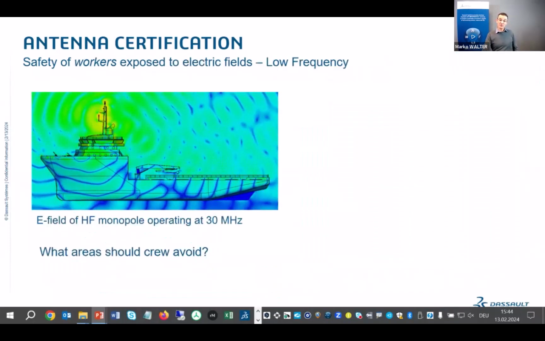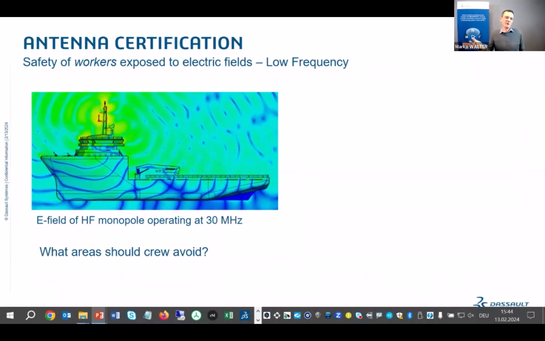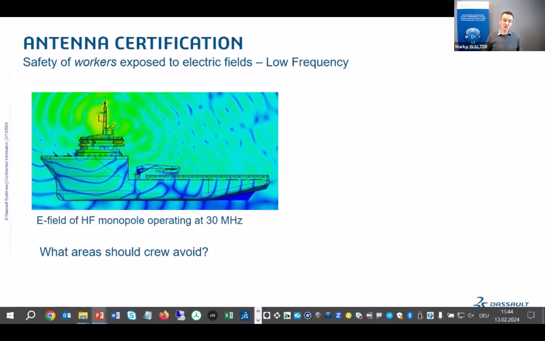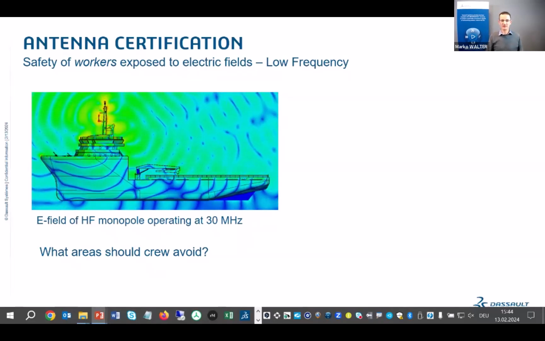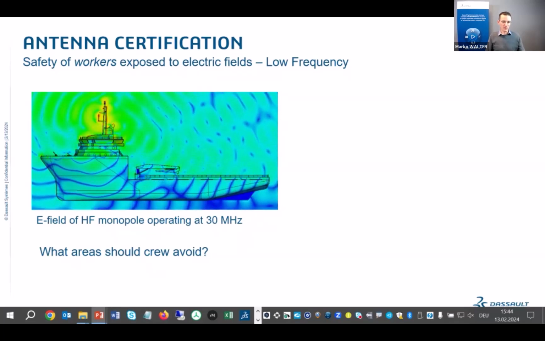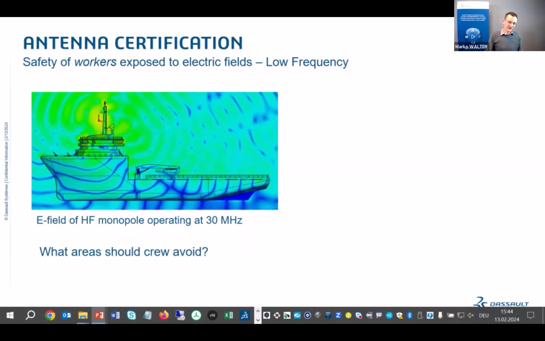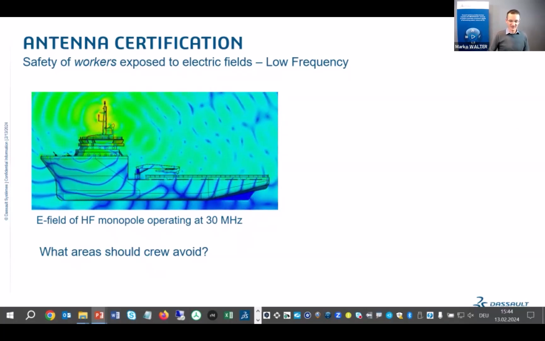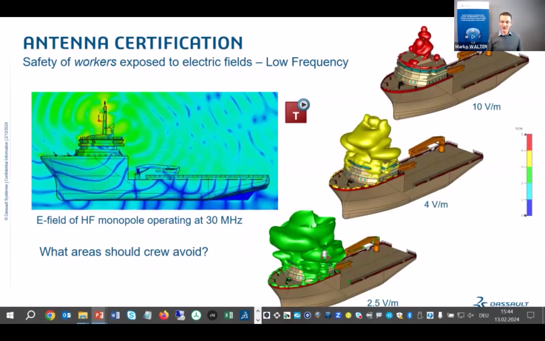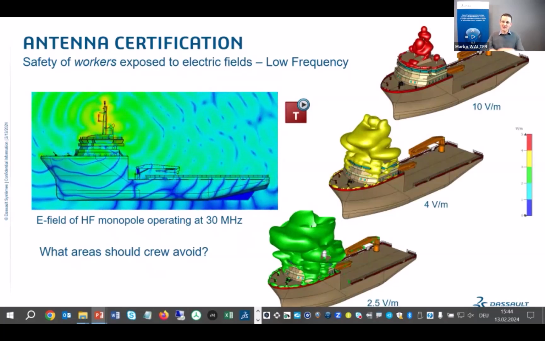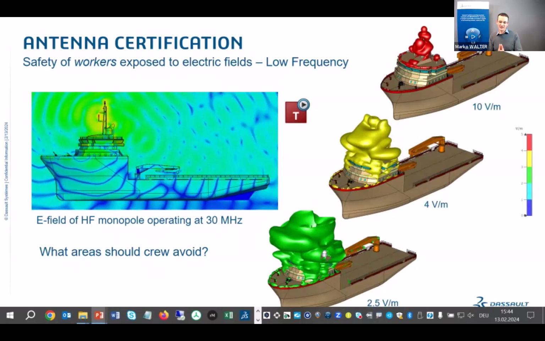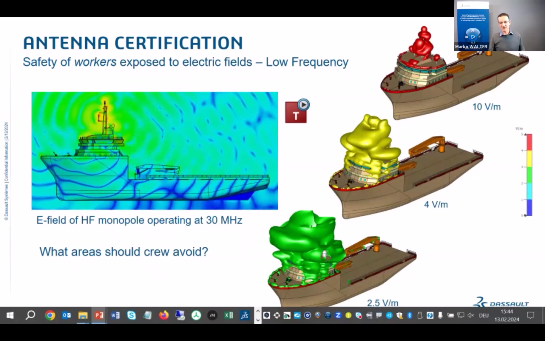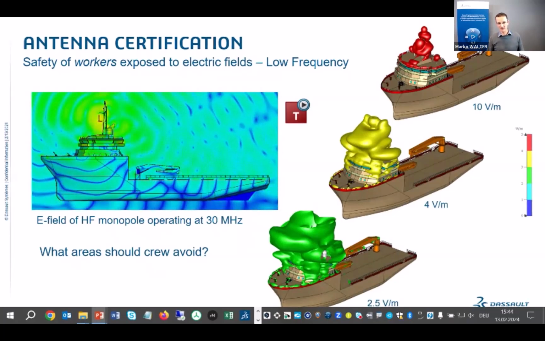Limits also apply not only for users of phones or other worn devices, but also for people or workers that are exposed to electric fields in areas where they are pursuing their occupation. So, for example, if I'm working on a ship and there's a high frequency monopole operating at some frequency, what areas should the crew avoid? Again, we can simulate this, and we can nicely predict and illustrate the safe zones where crew shouldn't be by using three-dimensional isosurfaces at specific field values.